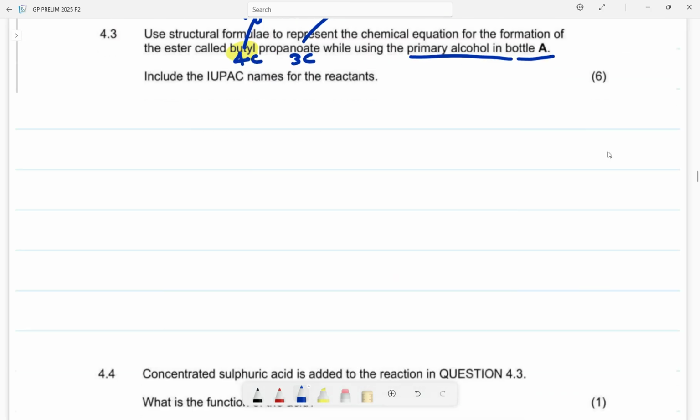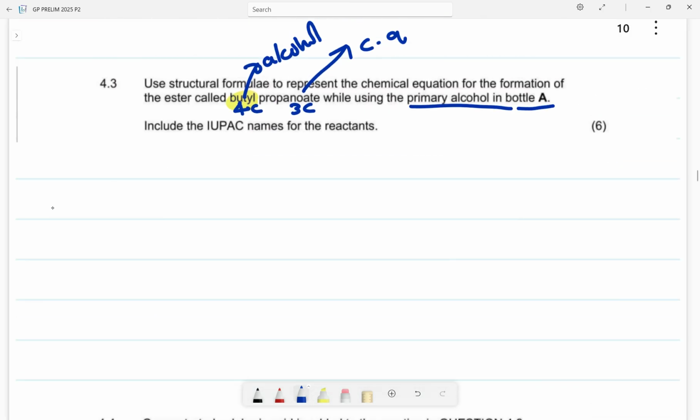Can you see bottle A? So it's gonna be what? An alcohol with 4 carbons, just like this, just like that.